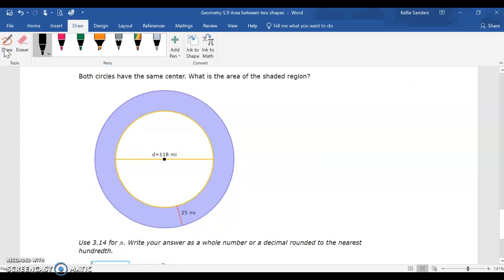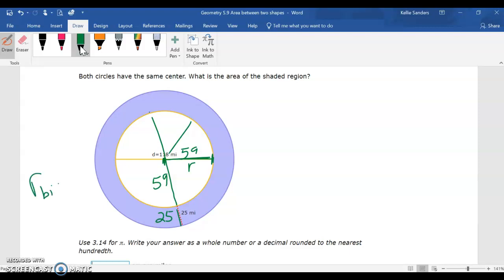Basically same situation, but a whole lot easier. This gives us the diameter of the inner circle. So this right here would be the radius, so we're going to half that. 118 divided by 2 is 59. So the radius of the inner circle is 59. So that's 59, and that's 59, and that is 59. And then obviously that is 25. So the radius of the big circle is going to be 59 plus 25, which will be 84. And the radius of the little circle, or the inner circle, is 59.